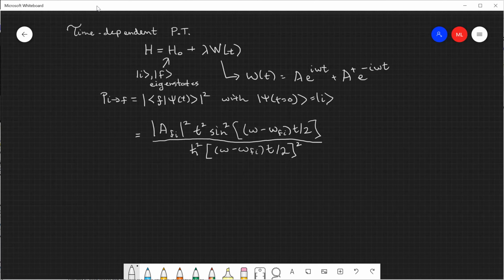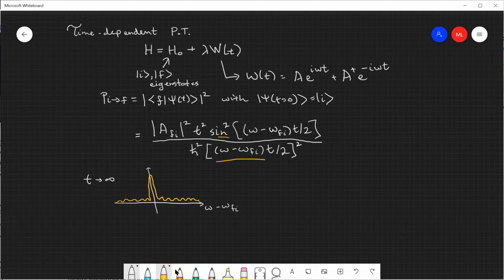So I had something like this, and for t going off to infinity, this thing as a function of the difference between omega and omega fi. This function here, the sine squared over x squared, has a bunch of oscillations, and then it's really sharply peaked at around the origin.